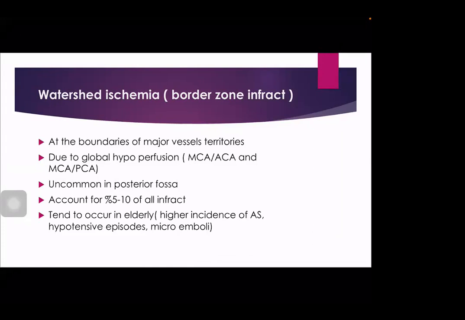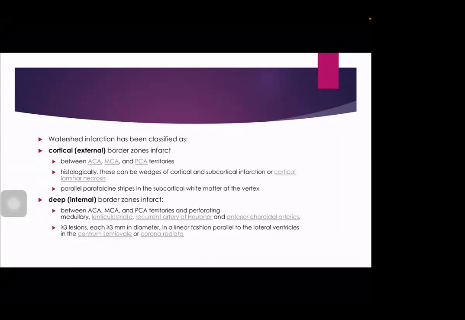It's usually uncommon in the posterior fossa and accounts for 5 to 10% of all infarctions. It tends to happen in elderly patients who have a higher incidence of aortic stenosis, hypotensive episodes, and microembolization. The watershed infarction is divided into two subtypes.